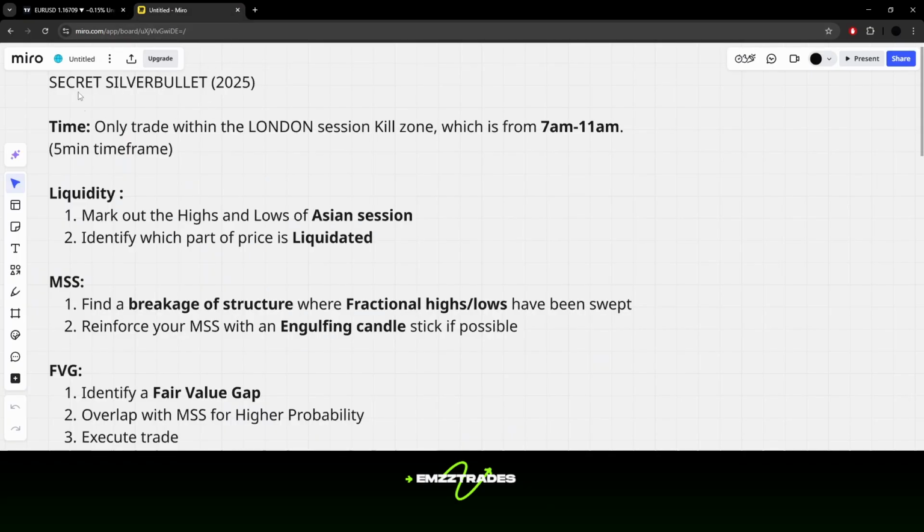Right, so here's the checklist that we're going to be using. You only trade within the London kill zone. The kill zone is the most important thing, which is from 7 a.m. to 11 a.m. on the 5-minute time frame.